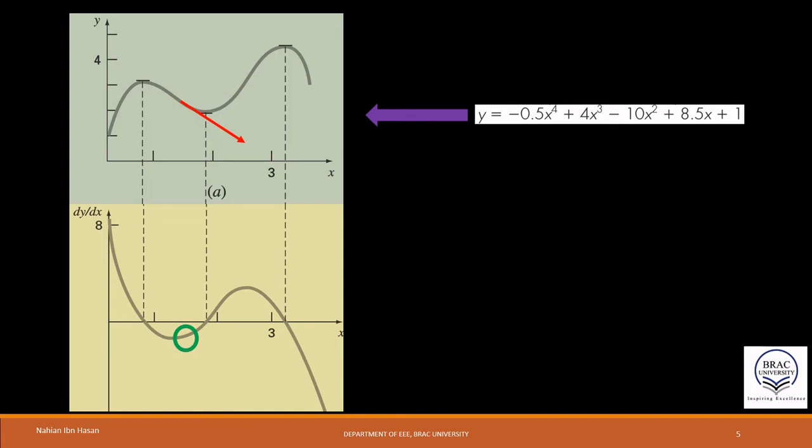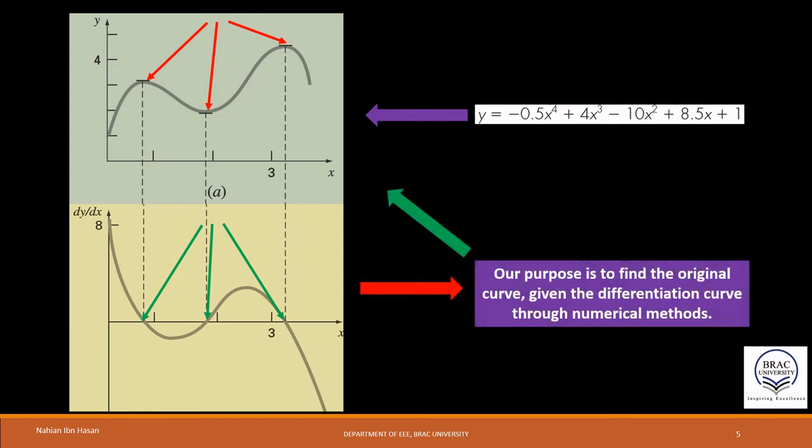Similarly, if we move on, we will see that at this local minimum point, again the tangent becomes horizontal. As a result, the slope becomes 0. That means the differential term becomes 0. Okay, that's how we calculated the differential curve from the original curve, by calculating the slope of the tangential lines at each of the data points. Now if you look closely at these extreme data points where the function becomes maximum or minimum, at these points the differential becomes 0, because the tangential line becomes horizontal. Okay, so our purpose is to calculate the original curve.